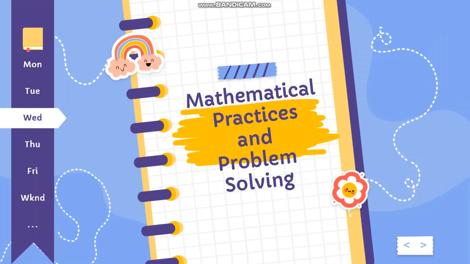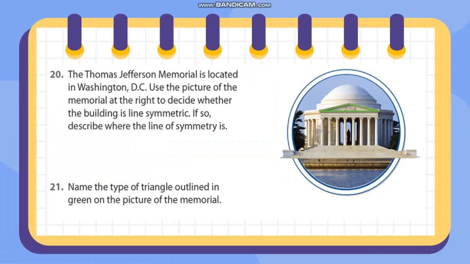Next, let's proceed to the mathematical practices and problem solving. The Thomas Jefferson Memorial is located in Washington, D.C. Use the picture of the memorial at the right to decide whether the building is line symmetric. If so, describe where the line of symmetry is. As you can see, the two sides are almost identical. So when you cut it at the center, it runs vertically from the top. It should be here. If I cut it here, it is a straight line, so they are identical. It runs vertically from the top center of the dome to the ground, so they are the same.